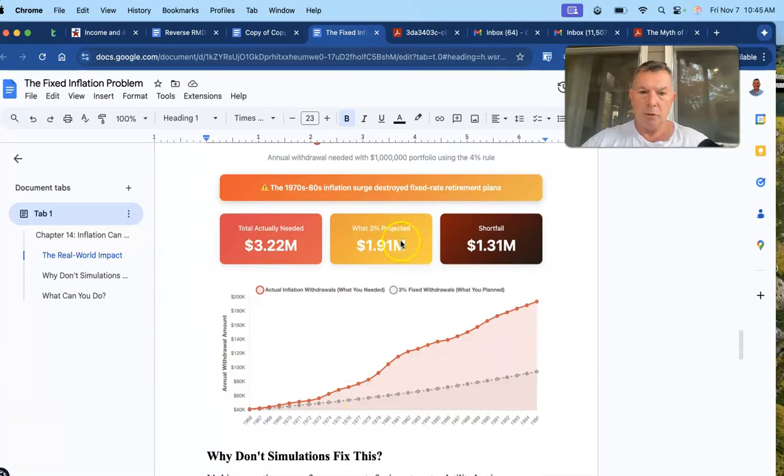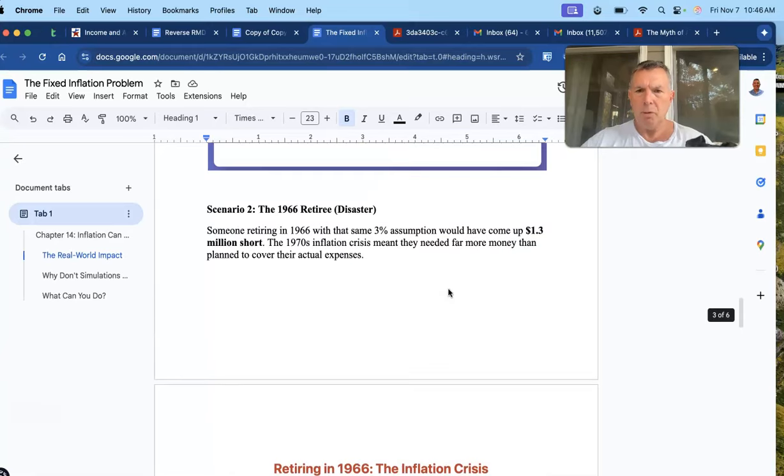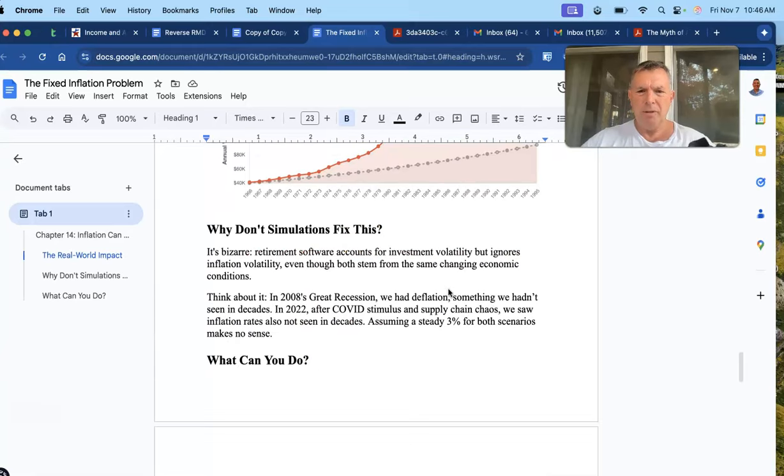The 1970s inflation crisis meant they needed far more than they planned to cover their actual expenses. So here's our 3% fixed inflation. We would have thought we needed 1.9 million. Instead, we needed 3.22 million. So if we retired in 1966 thinking, hey, we just need to cover 1.9 million of expenditures because of 3% fixed inflation, we would have run out of money unequivocally because inflation was much higher than 3% fixed. Do I show what it was? I think it was like 5 point something.